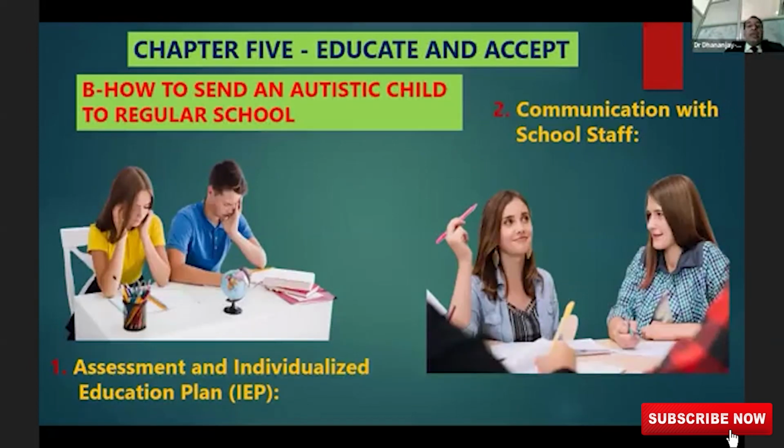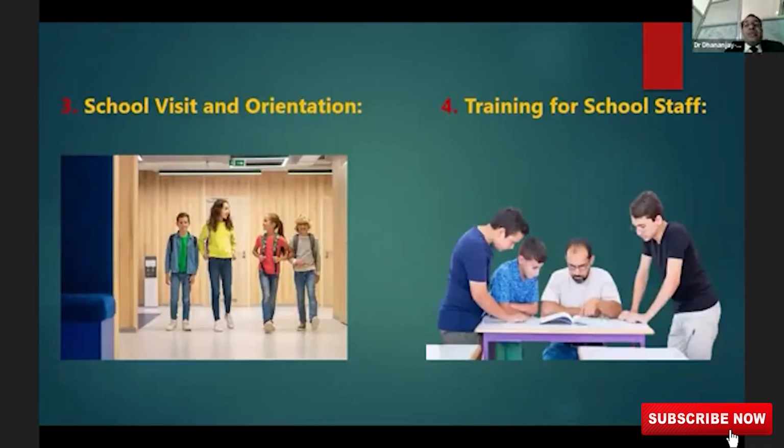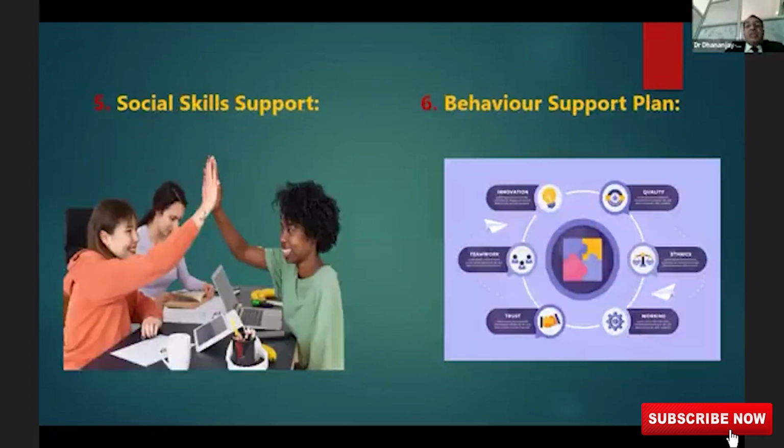Then educate and accept how to send an autistic child to a regular school. An individualized education program should be required. Communication with the school staff is essential. Then school visits on a regular basis. Staff training of the school is also required. Social skill support is needed for sending an autistic child to a regular school.